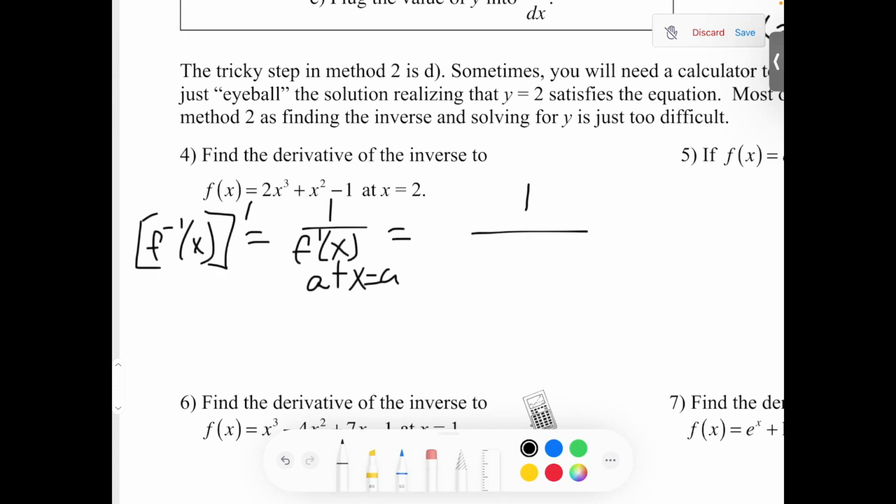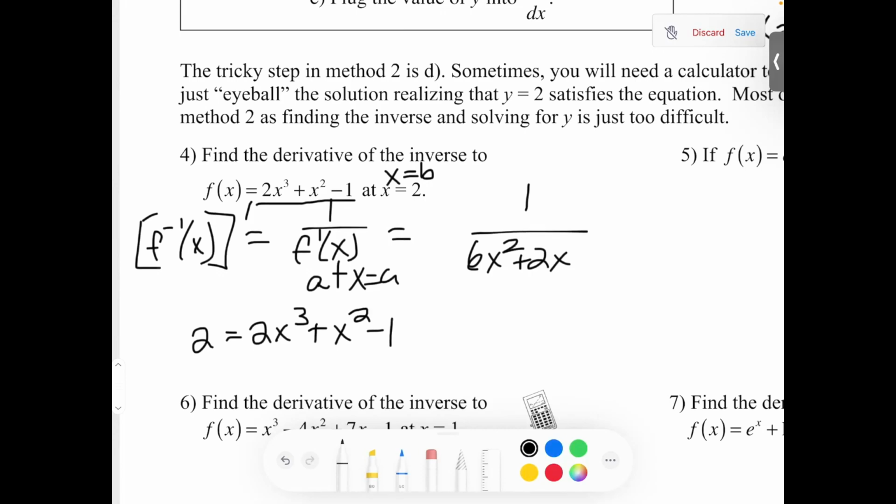And f prime of x, the derivative of 2x to the third plus x squared minus 1, is 6x squared plus 2x plus 0. But in this case, at x equals 2, I can't plug 2 in because that's the b value. This is really x equals b. So we would have to set our equation 2 equal to 2x to the third plus x squared minus 1.